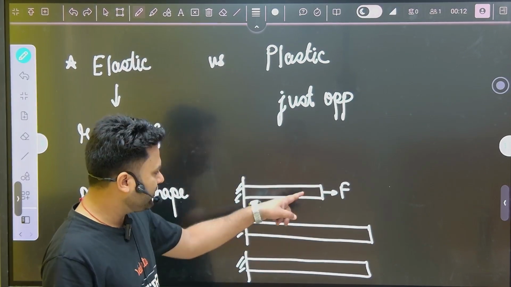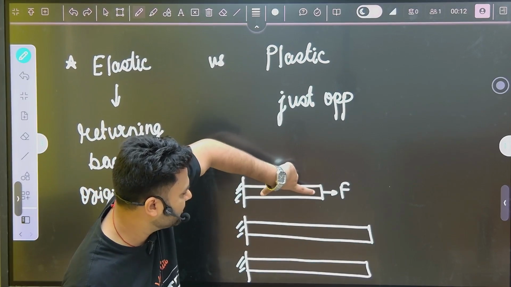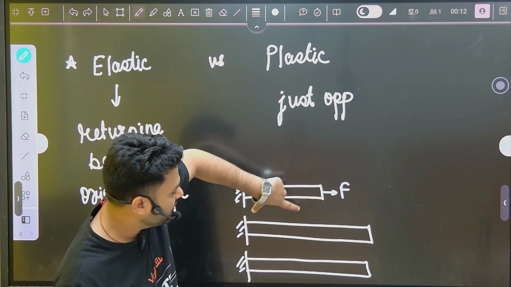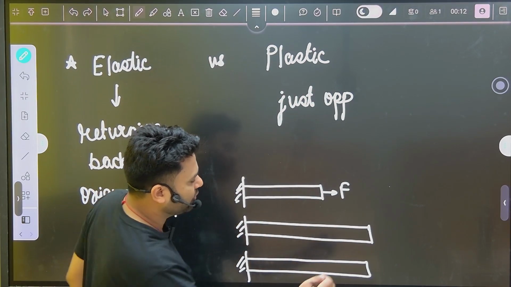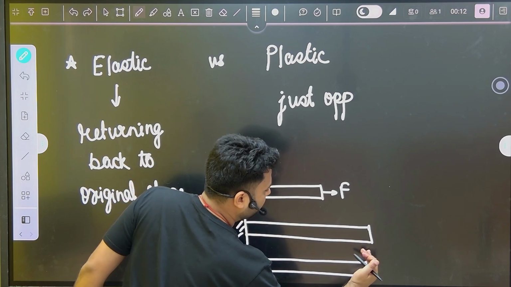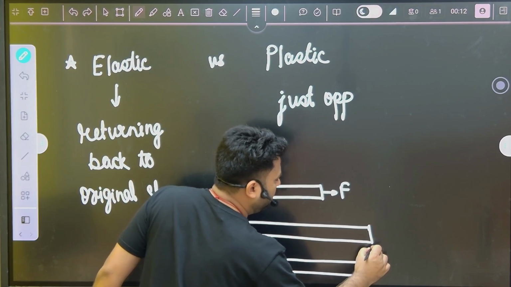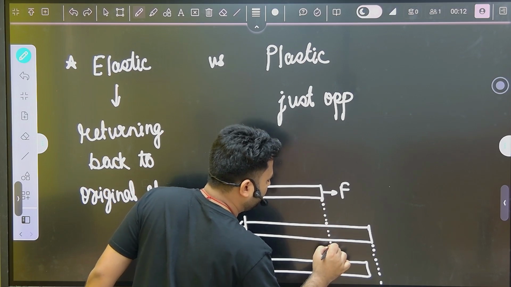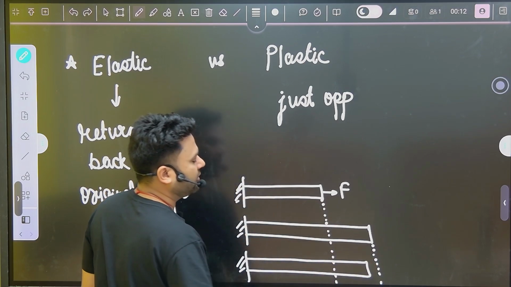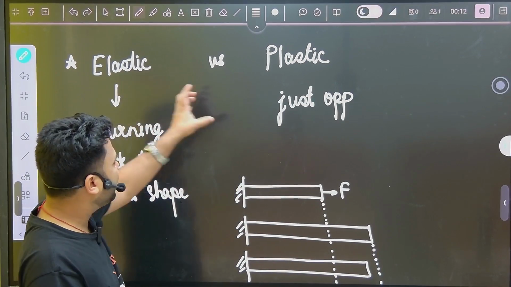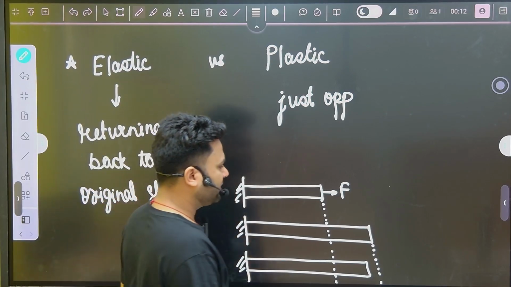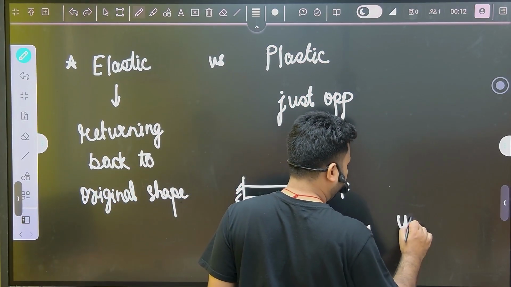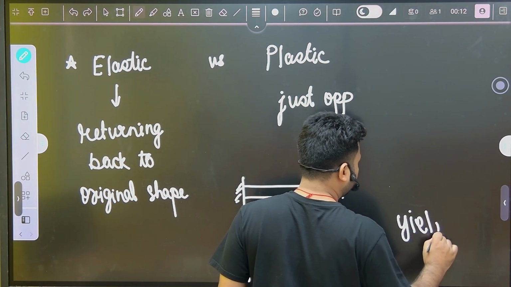Understood? This was the original shape till here. This was the original size. Once you increase and then you release the force, it is going back, but not to the original. So this is between elastic and plastic. This is called yield, between elastic and plastic.